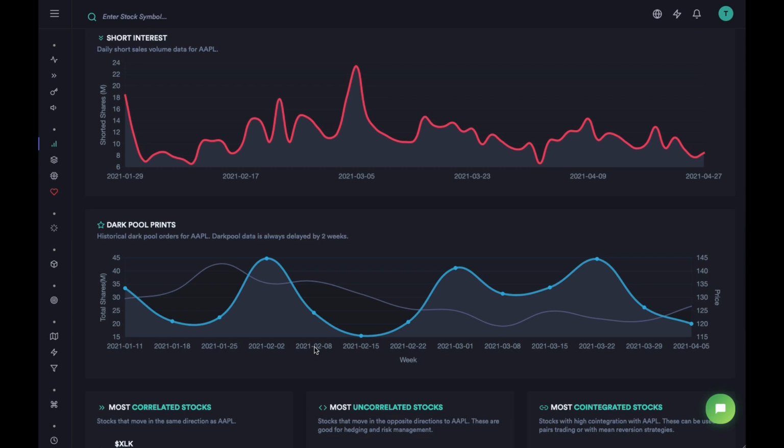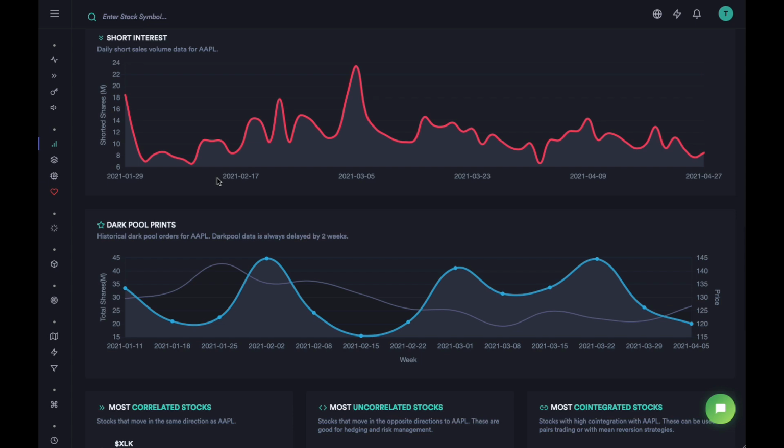So what we want to see is an increase in the dark pool prints, and either an increase or decrease in the price. So we don't want to see anything jerky like this. This is not really good. We want to see some trend. So in many of these charts, we are looking for trends. If there is a clear trend, then we might want to look deeper into that stock to see if something is going on.